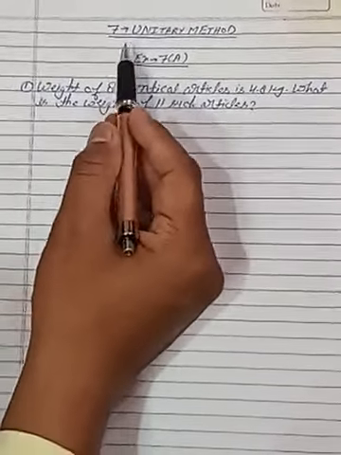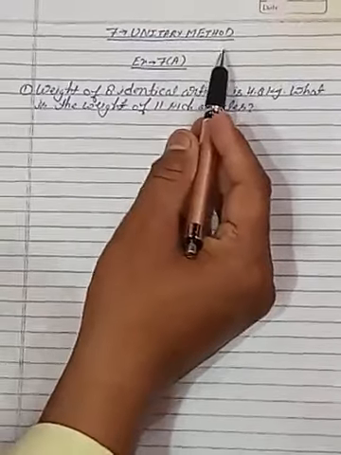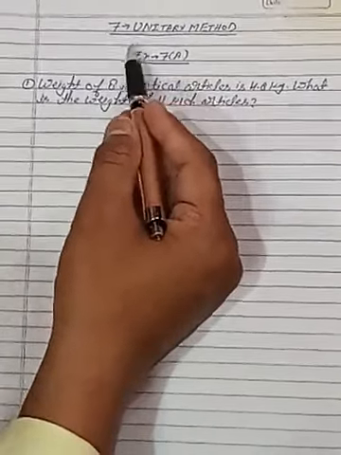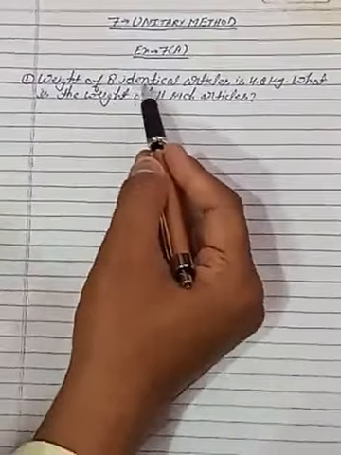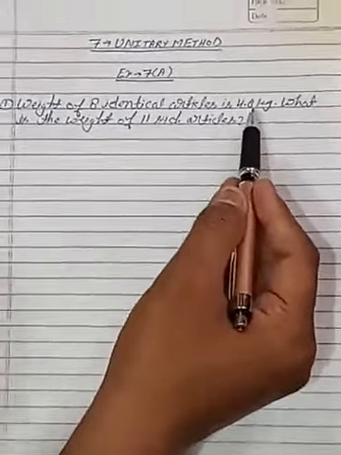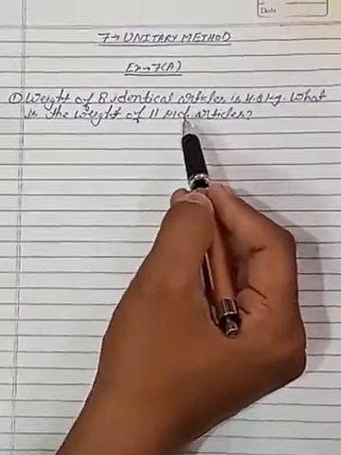So in this video we will start 7th chapter, unitary method. This chapter is very easy. Exercise 7A. First sum: the weight of 8 identical articles is 4.8 kg. What is the weight of 11 such articles?